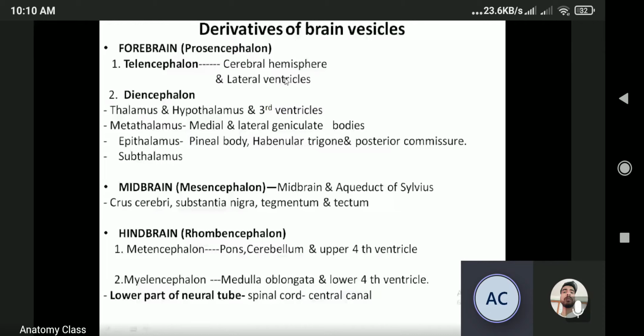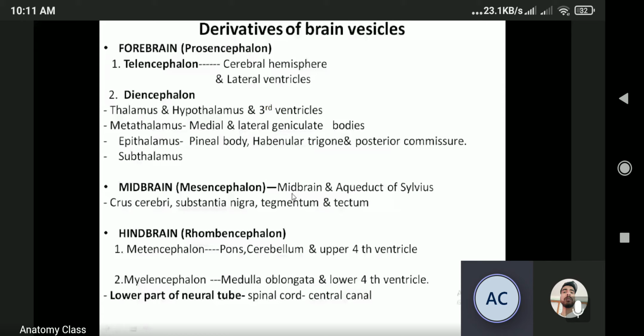Similarly, metathalamus, and lateral and medial geniculate body. Epithalamus, pineal body, habenular trigone, posterior commissure, and subthalamus. Thalamus, metathalamus, hypothalamus, epithalamus, all are coming from the diencephalon. From the midbrain or mesencephalon, which is not going to divide, it will give the midbrain, aqueduct of Sylvius, crus cerebri, substantia nigra, tegmentum, tectum. If you remember the midbrain, all these structures come from mesencephalon.